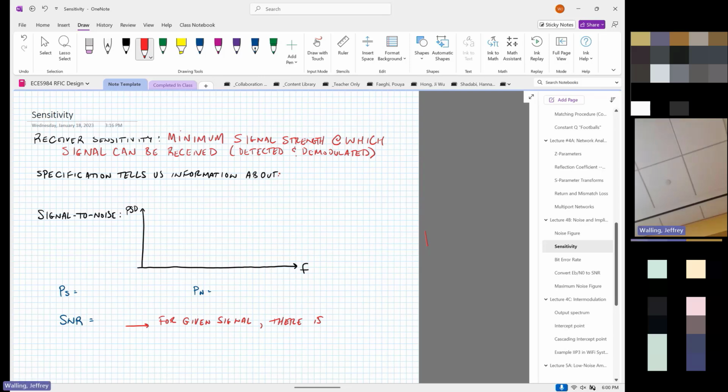All right. We can often detect the presence of a signal well below the power level at which we can determine what's inside of the signal. So if the signal is bearing information, we need a certain SNR in order to be able to demodulate it.